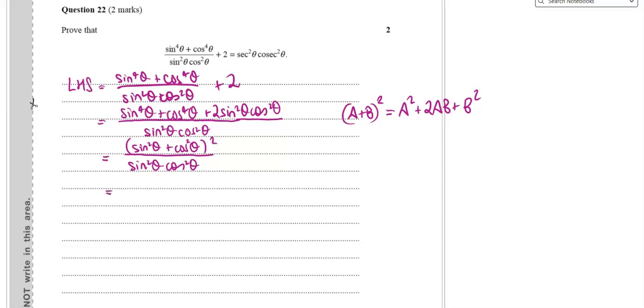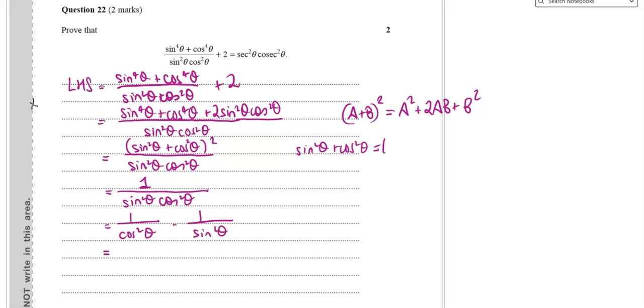That numerator just turns into 1 because I know the identity that sine squared plus cos squared equals 1. So I've got 1 over sine squared cos squared. I can write them in a different order for my convenience because multiplication is commutative. Now I'm going to invoke the reciprocal ratios, sec squared, cosec squared, and that equals the right-hand side as required.